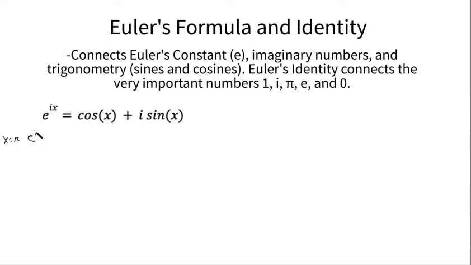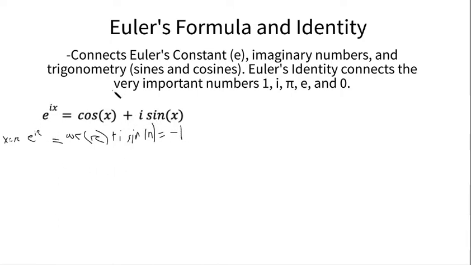So you get e to the i pi equals cosine of pi plus i sine of pi, and that equals, cosine of pi is -1 and sine of pi is 0, so i times 0 is 0. e to the i pi equals -1.